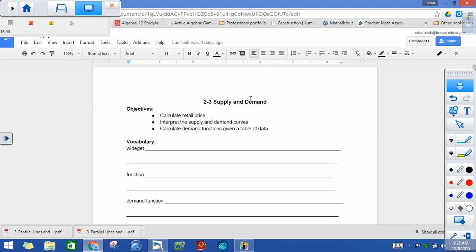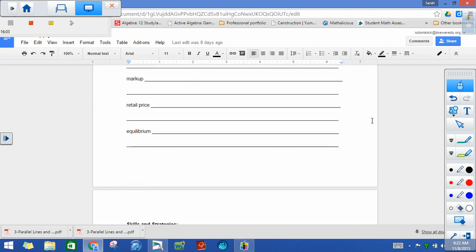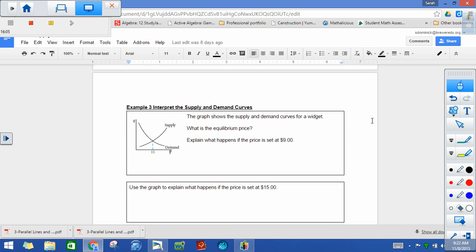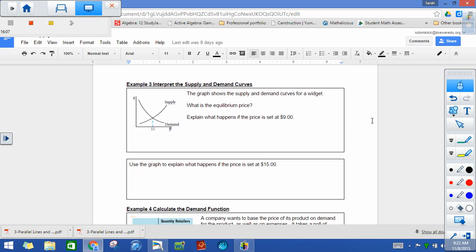Your second learning objective is to interpret the supply and demand curves. So here we go. The first one says, the graph shows the supply and demand curves for a widget. Remember, a widget's just what they'll call some unnamed product. What is the equilibrium price? Remember, equilibrium is where the functions of supply and demand intersect. It's where they meet. So here's my supply curve, here's my demand curve. Where they meet is right there.